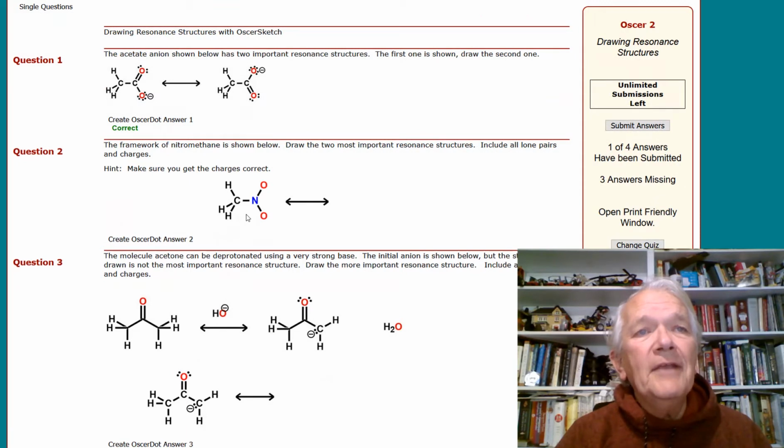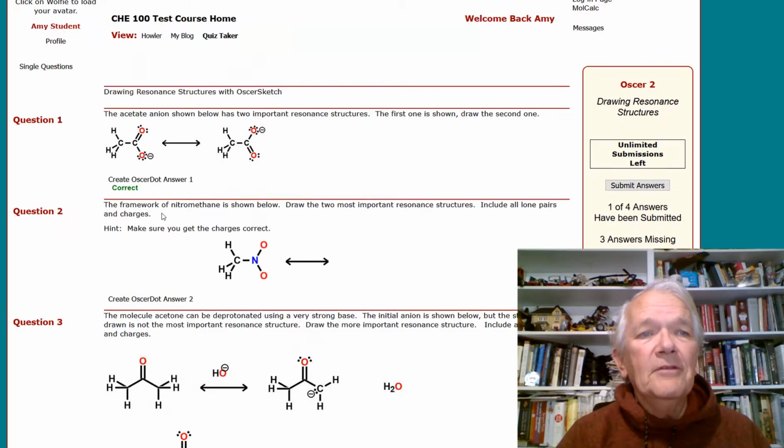This one, you have to draw 2 resonance structures for this nitro group. Well, there are no lone pairs or double bonds shown, but there are lone pairs and double bonds, so you're going to have to put them in. What you'll do is duplicate this molecule and work out where the lone pairs and the charges are. It's a little tricky. The nitro group's a little bit different than other things.